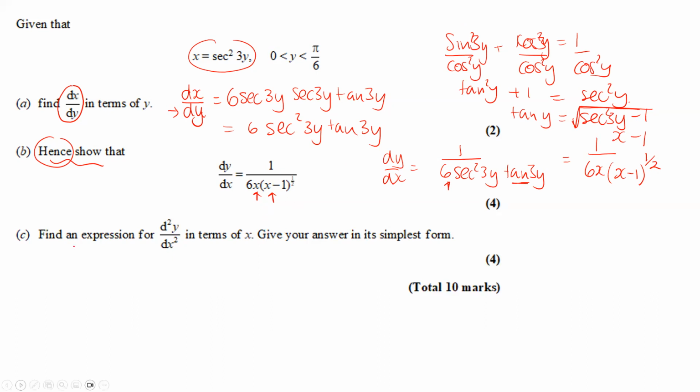Everyone understand what we've done there? We okay? Back to A for just a second. How did you get this right at the front? The 6 at the front.